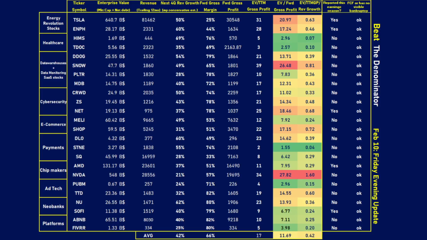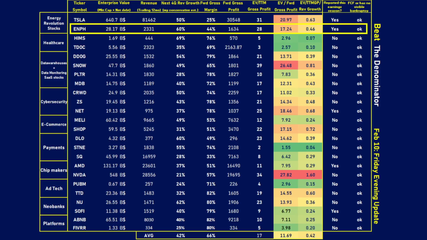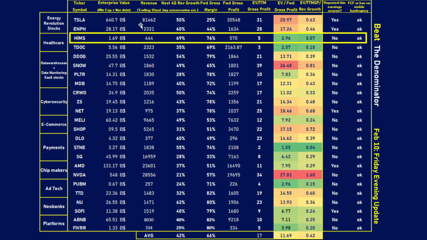So what is the cheapest stock in each of these categories? The cheapest energy revolution stock right now is Enphase. And what's funny is two weeks ago, it was Tesla. So Enphase is now cheaper than Tesla as per this metric. Then in healthcare, with the two revolutionary healthcare stocks, looking at turning healthcare and changing the way we do healthcare, HIMS is still the cheapest, but not by much. It's interesting to notice that with Teladoc, you're really not paying much for that growth either. So HIMS is cheaper though.